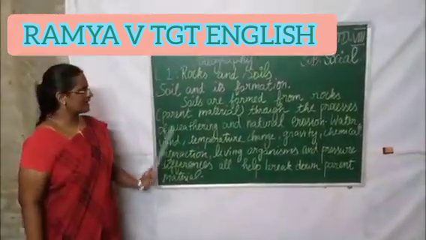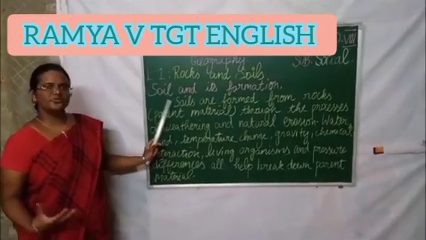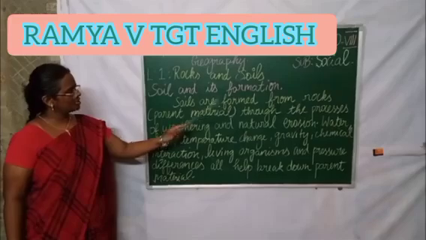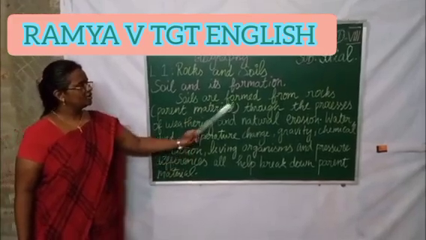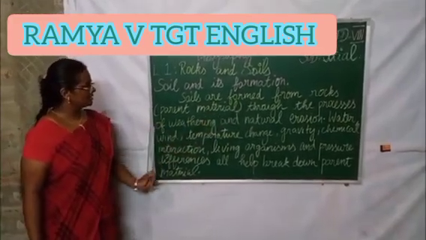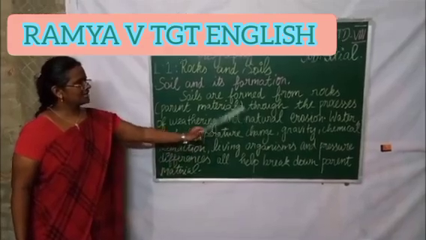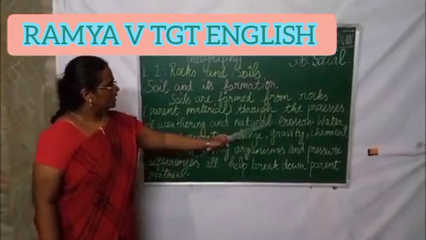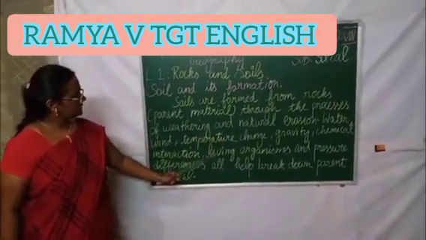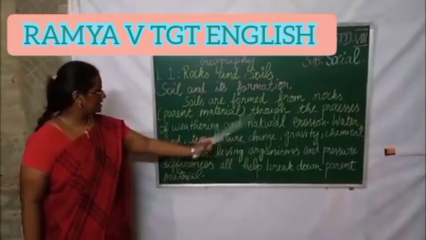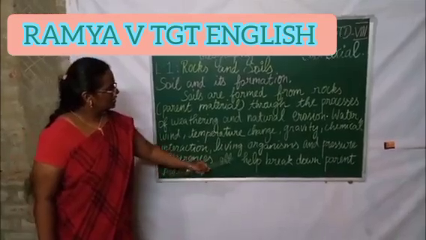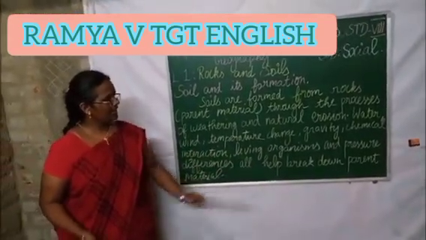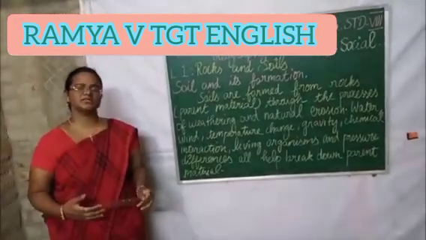Let me explain this paragraph. How is soil formed? Soils are formed from rocks. Here rocks means parent material, through the processes like weathering and natural erosion. Weathering means breakdown. Water, wind, temperature change, gravity, chemical interaction, living organisms and pressure differences, all these help to break down parent material.